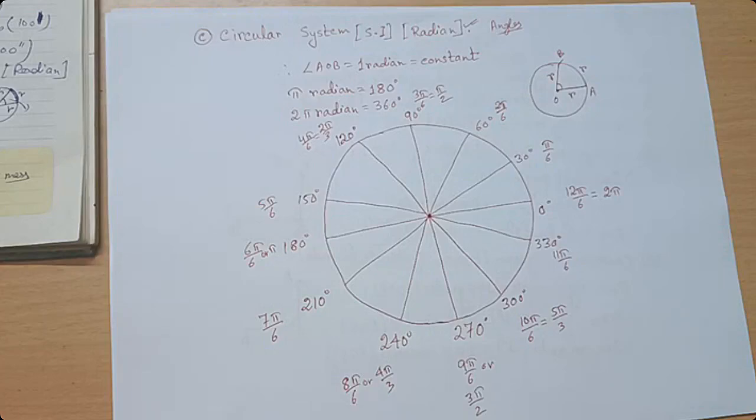One is the sexagesimal system, that is the English system. It is measured in degree. Number 2 is the centesimal system. It is a French system. It is measured in grade. And the third one is the circular system. That is, it is measured in radian, and it is the SI system of units. In sexagesimal system, one right angle is equal to 90 degree.